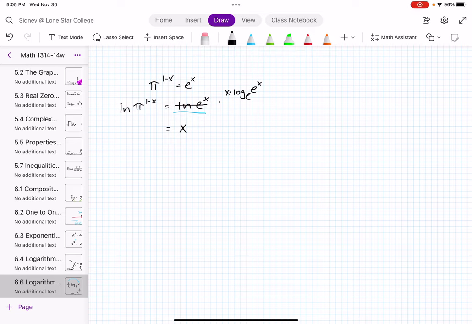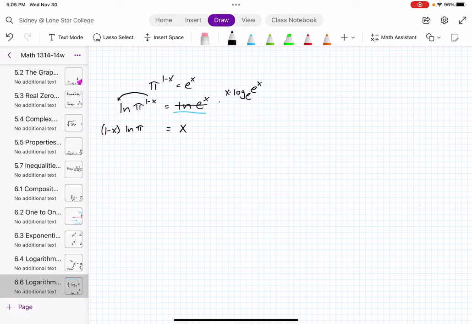Now, the left-hand side does not clean up nice and neat, but I can use log properties to know that this exponent comes out front to be a coefficient. So I have 1 minus x, make sure you have that in parentheses, times the natural log of pi. Now, pi is an irrational number before we were taking the natural log of it. It's an irrational number on top of an irrational number. It is super irrational, ugly to the nth degree. So just remember that.